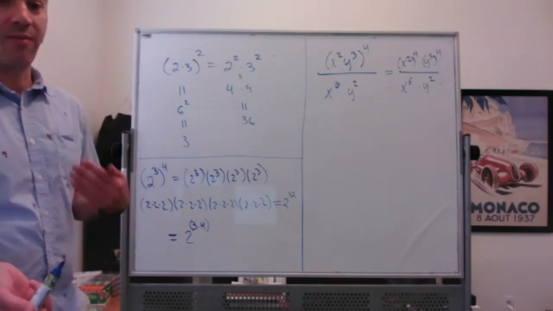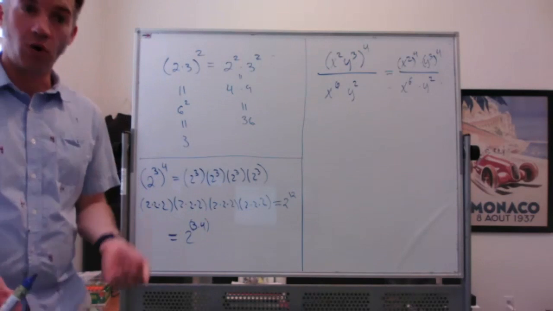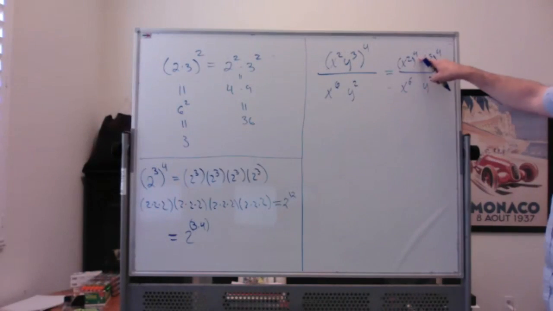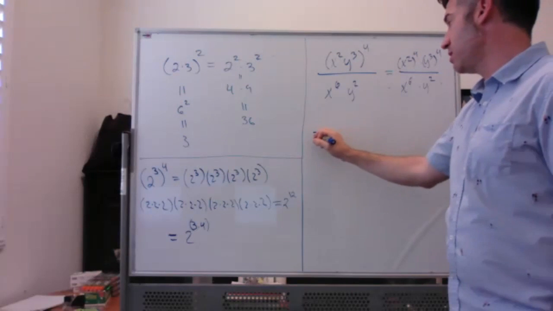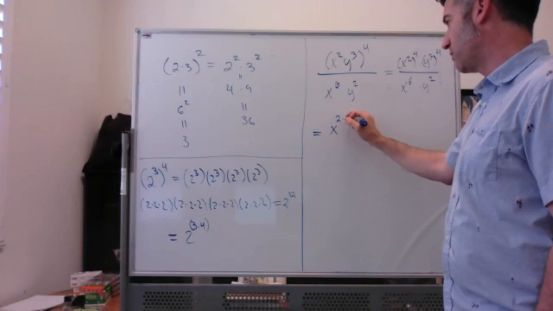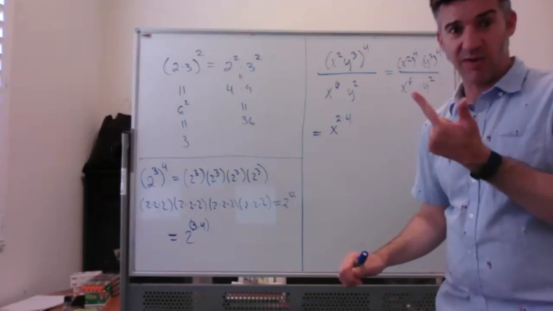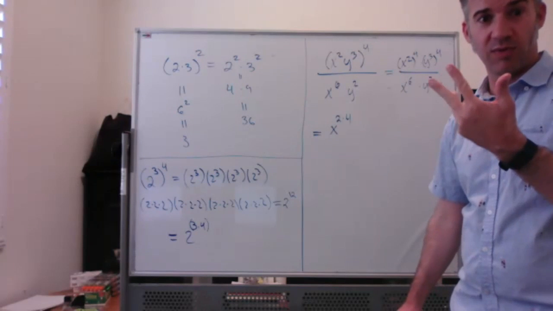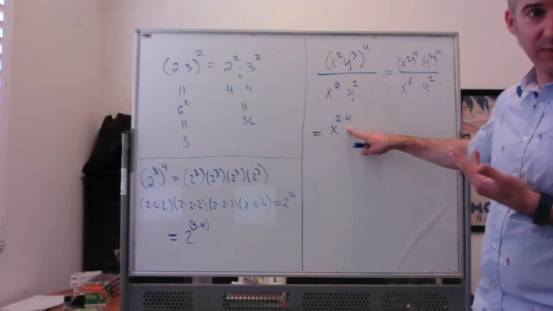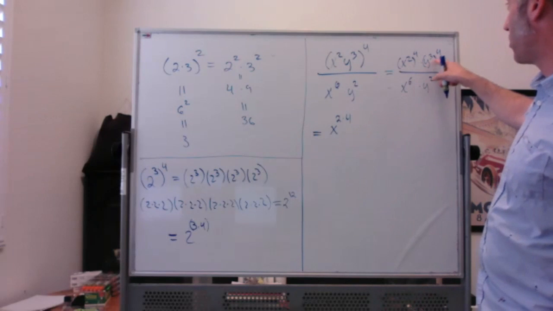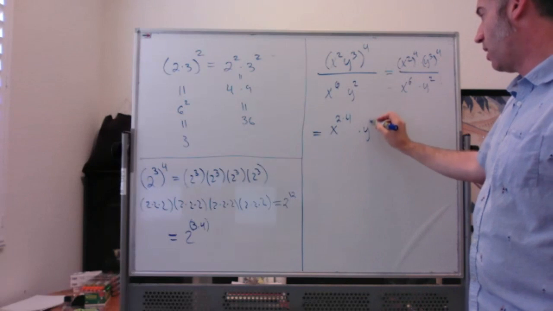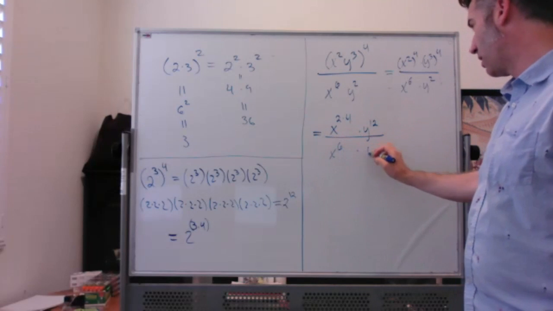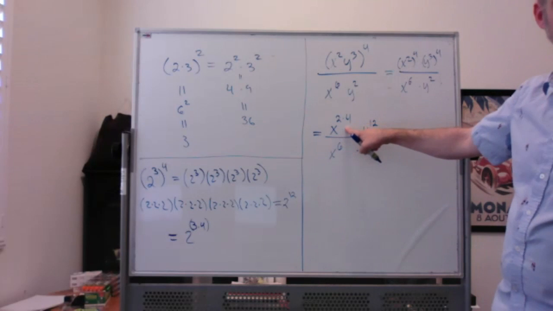And that's what happens when you have a power to a power. You end up multiplying the powers. So here, if you had x squared to the fourth, that would really be x to the 2 times 4. Because it'd be x squared times x squared times x squared times x squared, which would add up all the squares, and 2 plus 2 plus 2 plus 2 is 8, which is exactly what you're going to get there. And y to the third to the fourth is going to be y to the 12th. And then we've got an x to the 6th on the bottom, and a y squared. And then that's an x to the 8th.